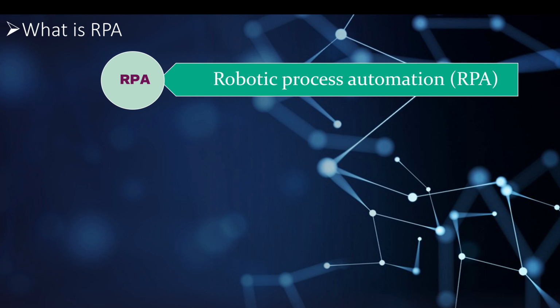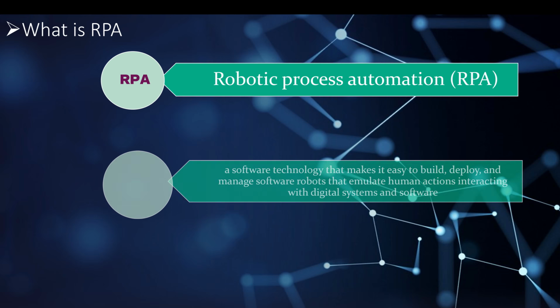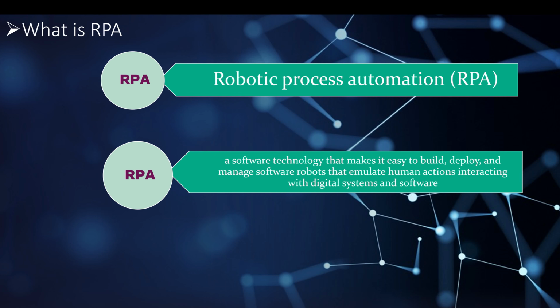So when you get a question during interviews to give the full form of RPA, you can simply say robotic process automation. Now let's see its definition. RPA is a software technology that makes it easy to build, deploy, and manage software robots that emulate human actions interacting with digital systems and software.